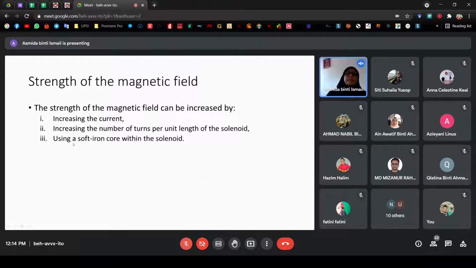Strength of the magnetic field, you can increase your current, you can increase the number of turns, you can use a soft iron core within your solenoid. Okay. In solenoid tu dia ada one core metal or iron. So the types of the iron tu akan menentukan your strength of the magnetic field.